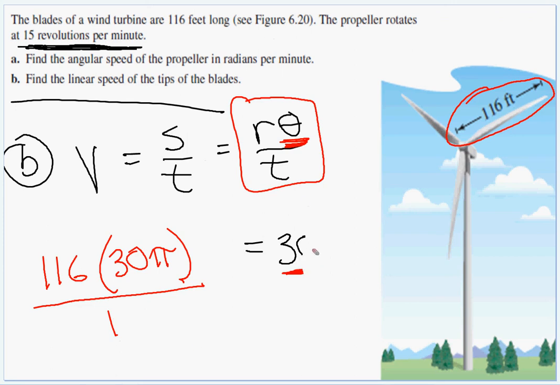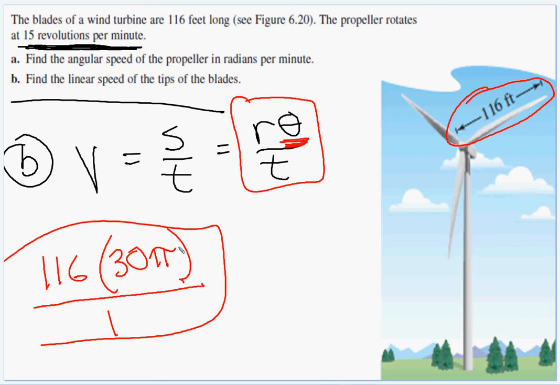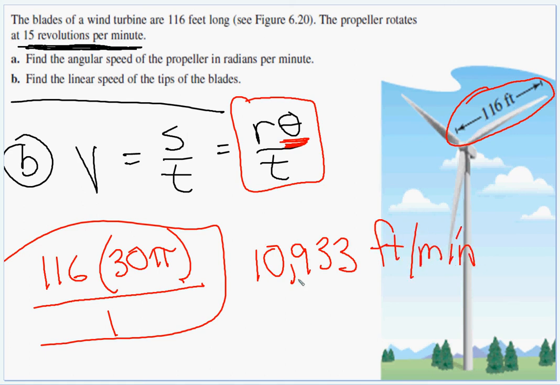And if we pull out the old calculator and multiply the 116 by 30 pi, because we're talking about a length here, I'd rather see the pi gone. We're going to multiply by the decimal of pi. So if we just punch that in our handy TI-30, we're going to get 10,933 feet per minute.